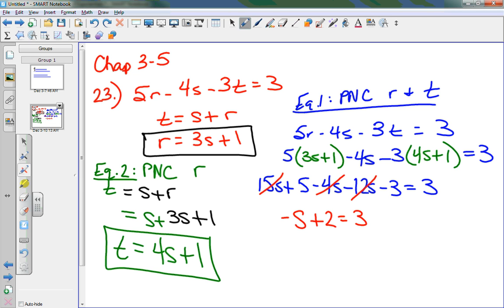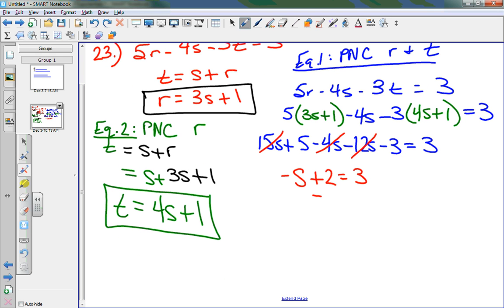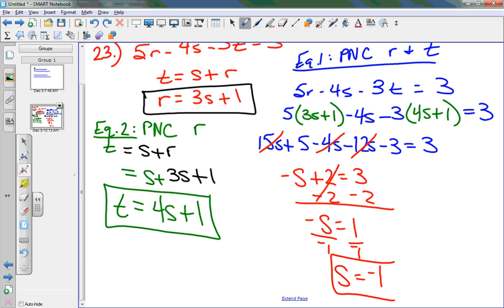Now what can I do, folks? So what do I do? Subtract 2 and divide by negative 1. So now I've found s. So what can I do? Plug it into where? Into both boxes. Do we understand that? So if I take my t box, I have 4 times negative 1 plus 1. That gives me negative 4 plus 1, which gives me negative 3.